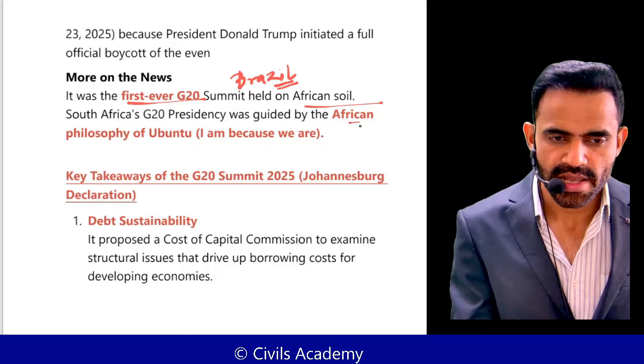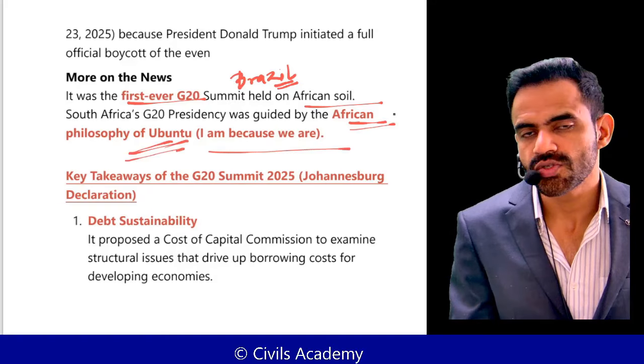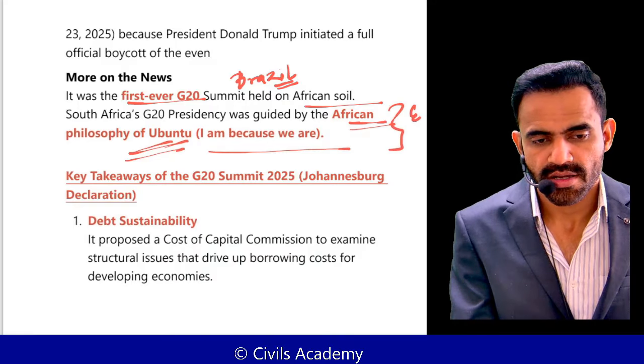Okay. And this year, it was in South Africa, in Johannesburg. And it was guided by the philosophy of Ubuntu. Basically, I am because we are. You can use this kind of term in your essay. In prelims, of course, they are not going to ask you.